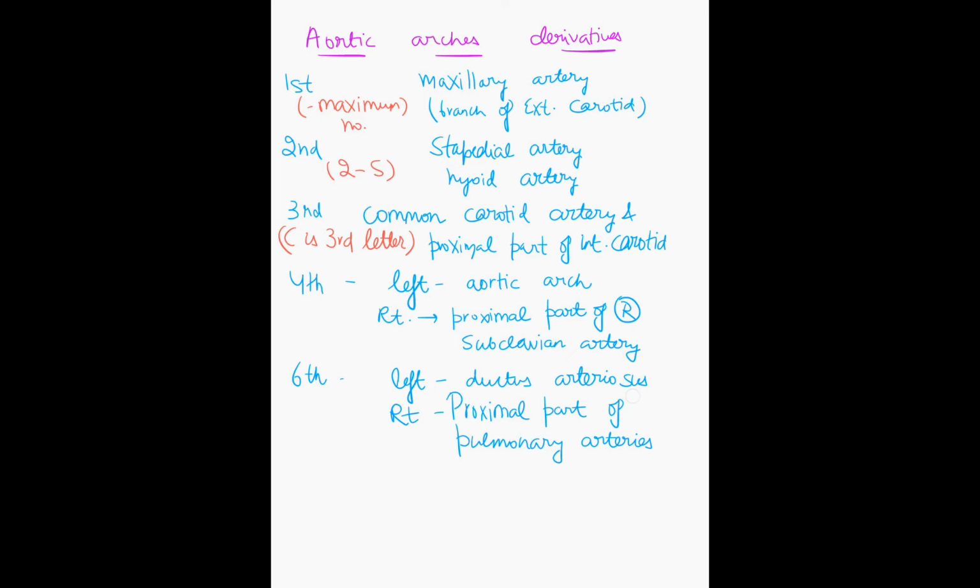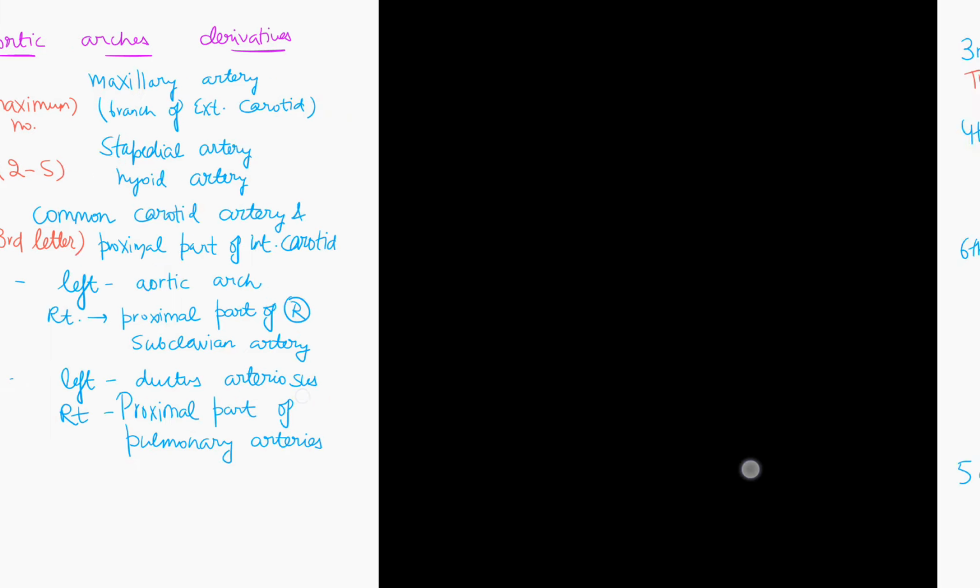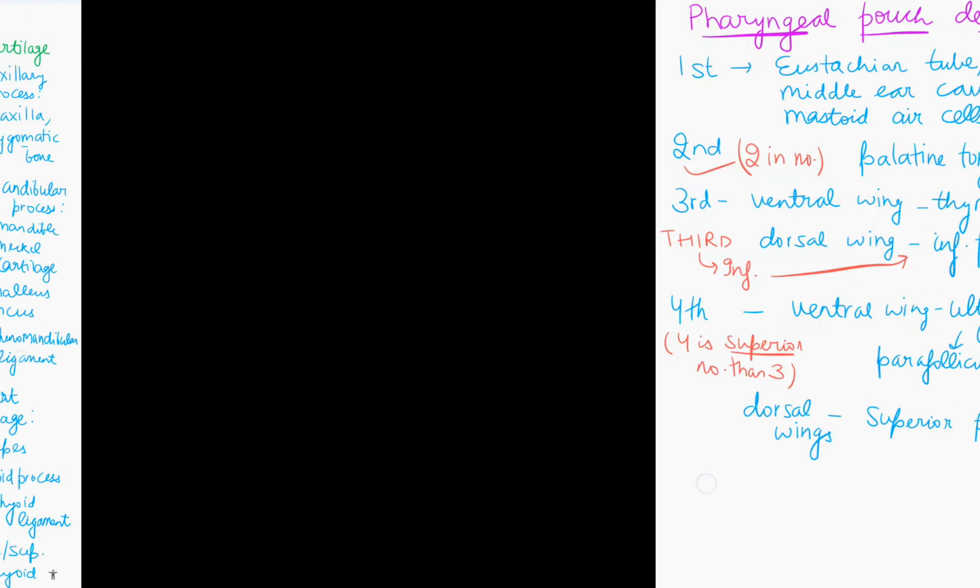So what are the aortic arch derivatives? First maxillary artery, second stapedial and hyoid artery, third common carotid and proximal of internal carotid. Then fourth we have aortic arch on the left, and on the right we have the right subclavian. Sixth arch on the left we have the ductus arteriosus, and on the right we have the proximal part of the pulmonary arteries. Now let's see images related to all this.